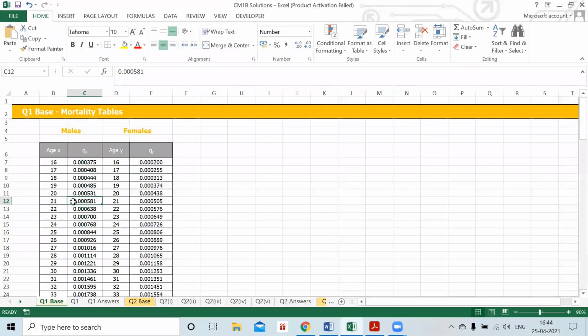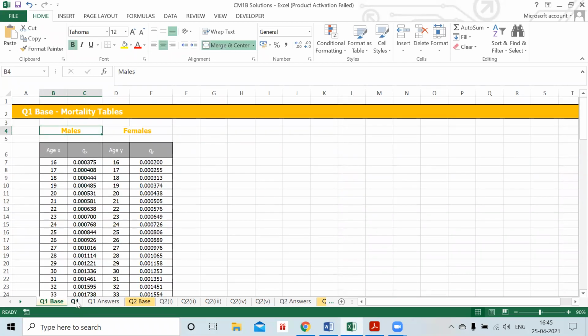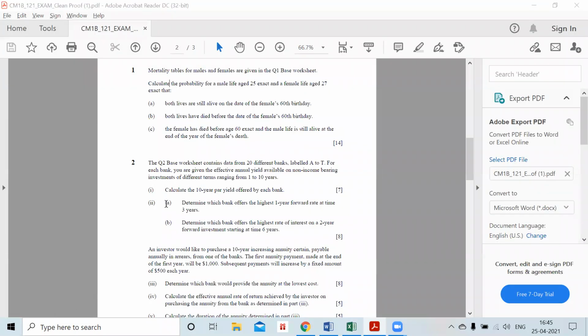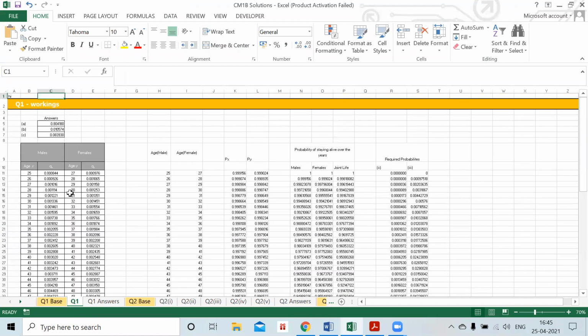So first things first, these are the mortality rates which have been provided. Now we have been told to calculate both lives are still alive on the date of the female's 60th birthday. So this is the male age x, qx, from the same mortality table. The male age is 25, and px is nothing but 1 minus qx, which is the survival rate, and similarly for females the survival rate.